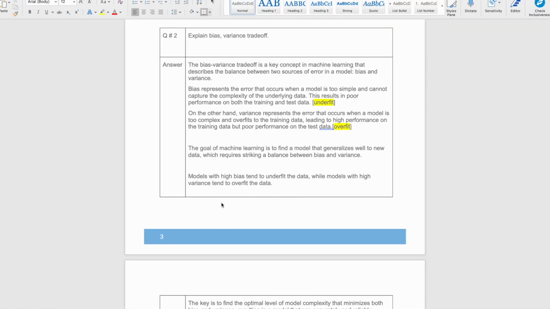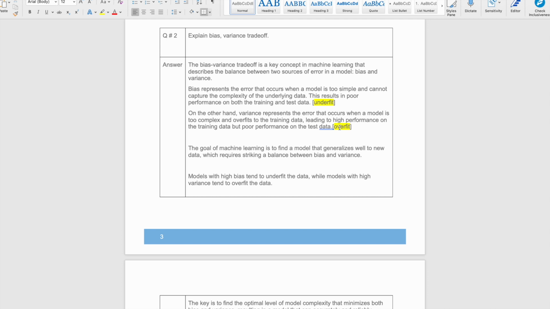So now we know, friends, that bias represents the error that occurs when a model is too simple, like model number 1, a straight line, too simple. It is underfitting. On the other hand, variance represents the error that occurs when a model is too complex. Model number 3 is overfitting, right?